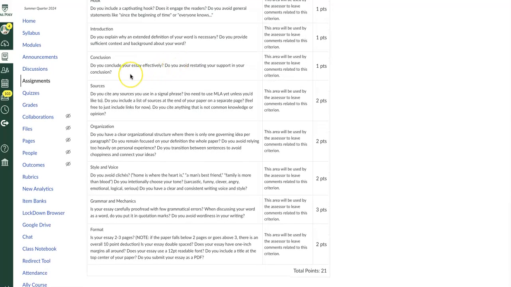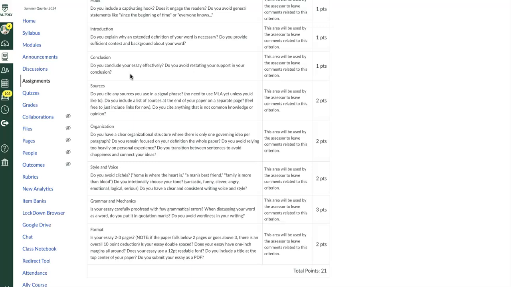Your conclusion, do you conclude your essay effectively? Do you avoid restating your support in your conclusion? In this short of a paper, you should wrap it up really quick. So your conclusion does not need to be long at all. It can simply be 2 or 3 sentences. You do not need to repeat everything that is redundant and boring. So instead, find a clever way of wrapping it up effectively.